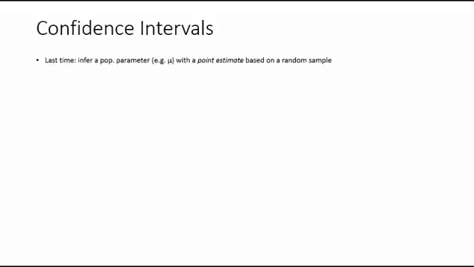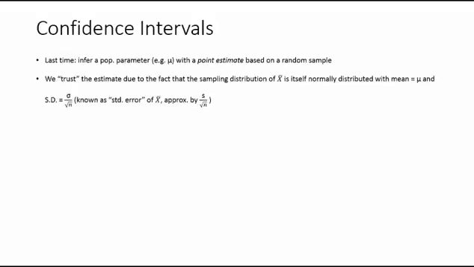Remember, last time what we did was infer population parameters such as mu, the population mean, using a point estimate based on the random sample. And we can say we trust that estimate due to the fact that the sampling distribution of the sample mean, x bar, is itself normally distributed with its own mean mu and standard deviation sigma over square root of n. We don't have sigma here, typically. That's the population standard deviation.